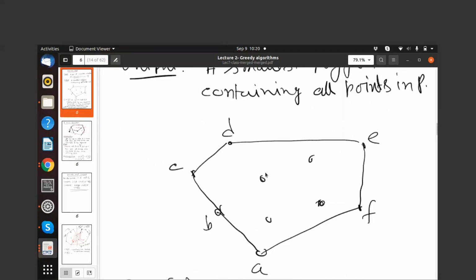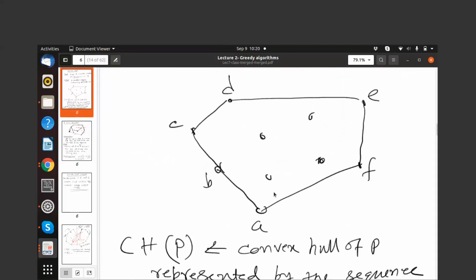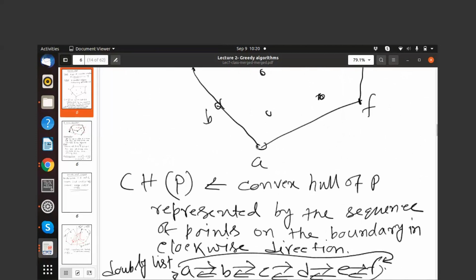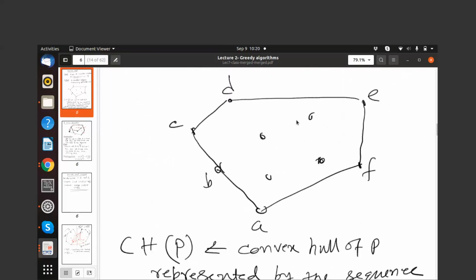So you know the meaning of convex and concave, right? Convex means if you draw a line passing through two vertices, it should strictly lie inside the polygon. Concave is the opposite of that. Okay. So this is what we were looking at. This is called the convex hull of P. All the points are strictly lying inside or on the polygon.